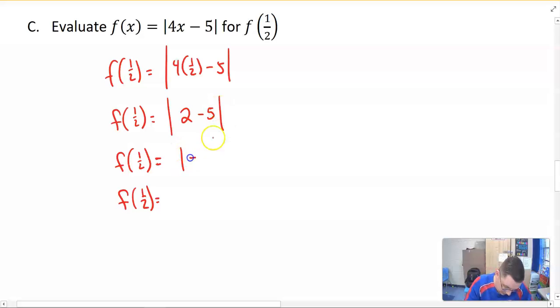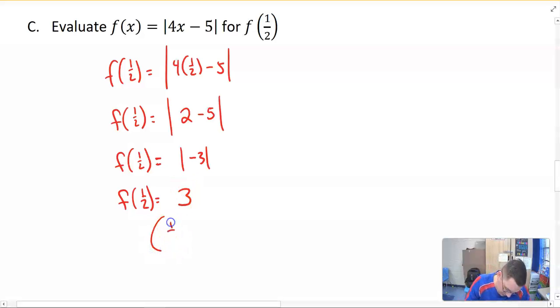Well, 2 minus 5 is negative 3. And so now I've got the absolute value of negative 3. And remember that an absolute value takes a number and always makes it what? Positive. Remember, we're talking about the distance from 0 when doing an absolute value. And so the absolute value of negative 3 is 3.